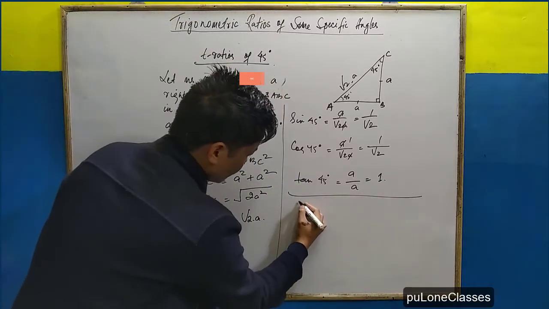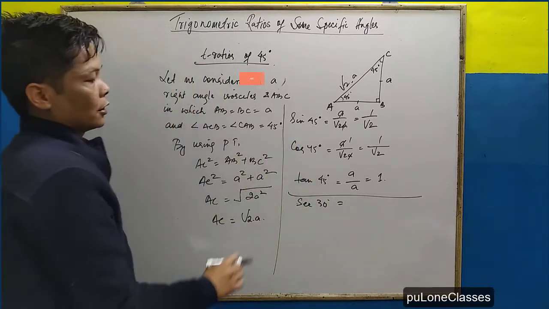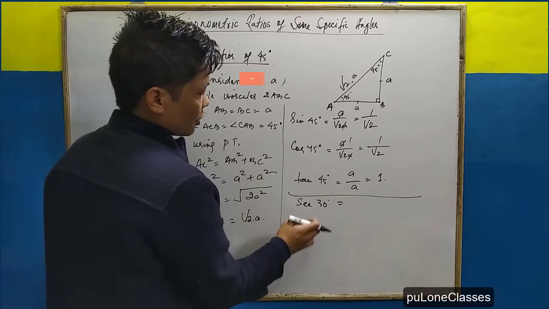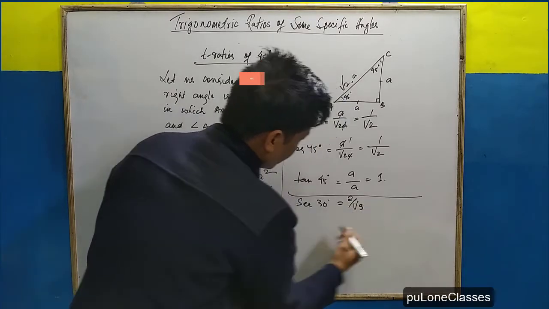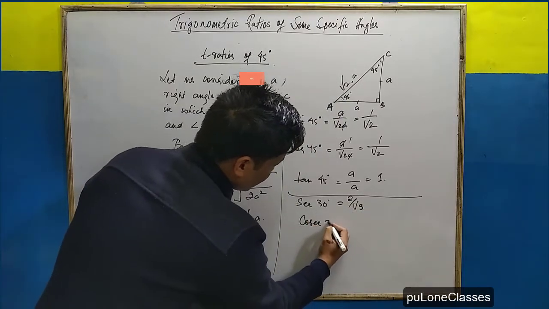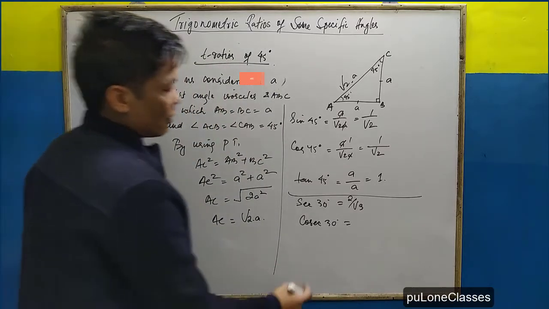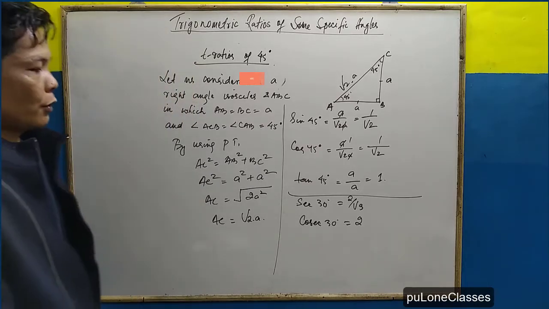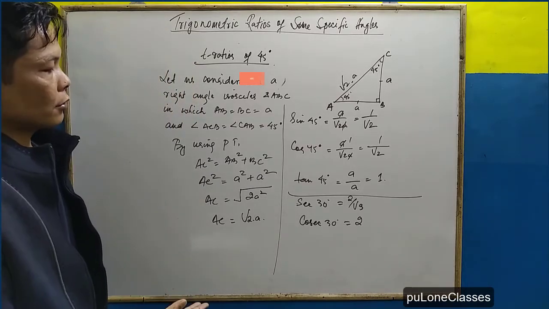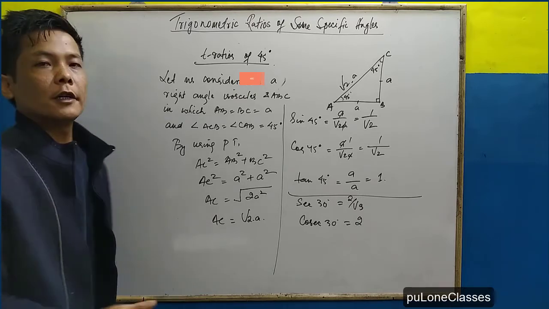For example, the value of sec of 30 degree: we know that sec is the opposite of cos. So if cos of 30 is root 3 by 2, then sec of 30 will be 2 by root 3. In the same way, cosec is the opposite of sine. Sine of 30 is half, so cosec of 30 will be 2. In that way, we can find out cot of 30, then sec of 60, and cosec of 60 degree.